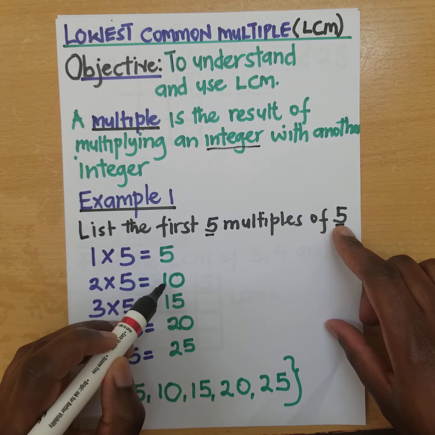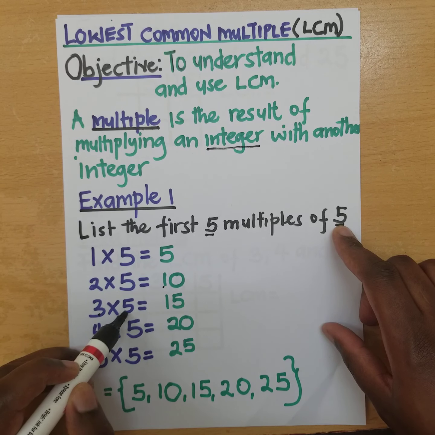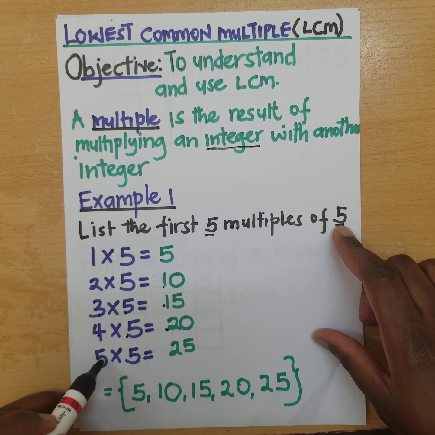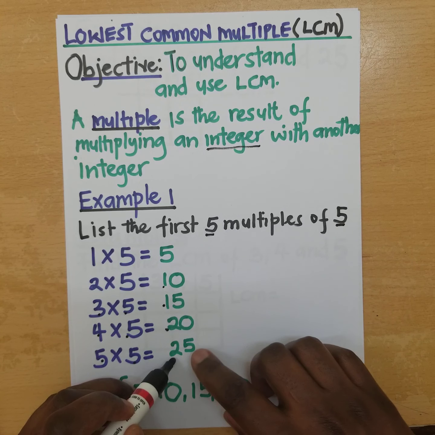2 times 5, I'll get 10. 3 times 5, I'll get 15. 4 times 5, I'll get 20. 5 times 5, I'll get 25.